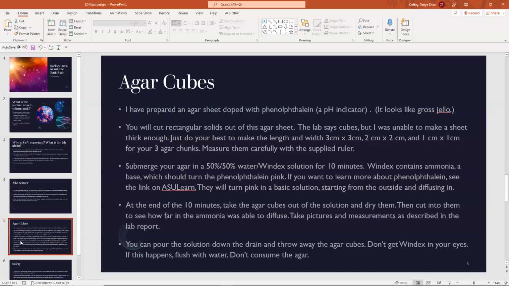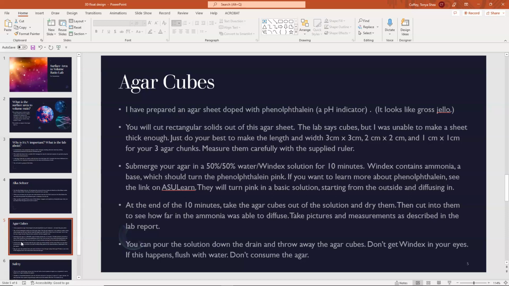Once you have your agar cubes, you should prepare a solution of 50% water to Windex, and then you're going to submerge your agar cubes in this solution for 10 minutes. You can use either your phone or the provided stopwatch for the timer.